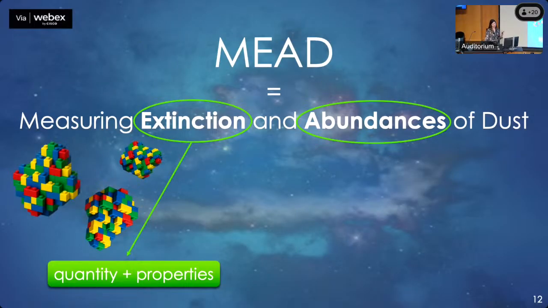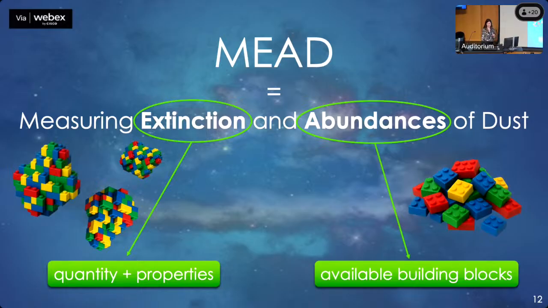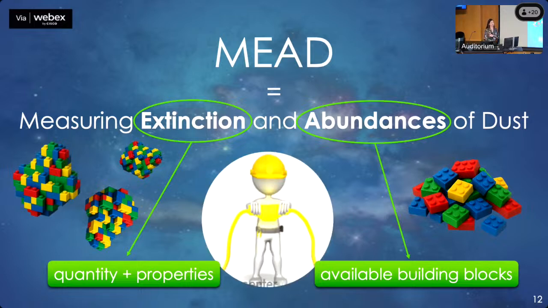So to recap, extinction features tell us about the quantity and the properties of the dust grains, and the abundances tell you exactly which building blocks and how many are available to build your dust grains. Now, what if we combine that information? Can we learn something more? Well, let's see.